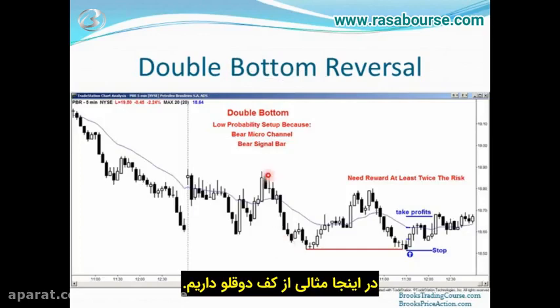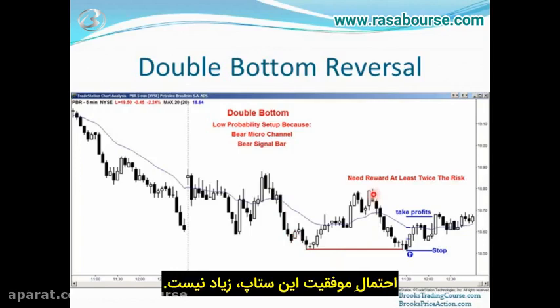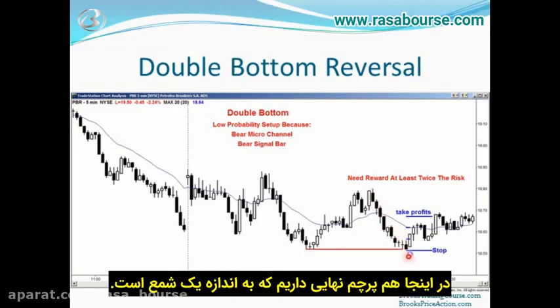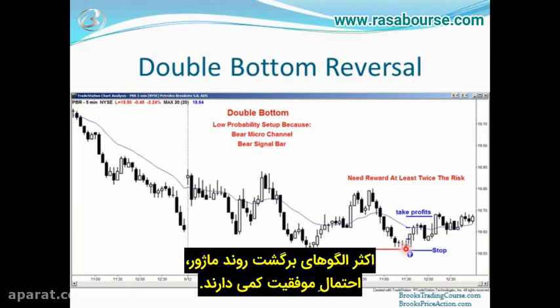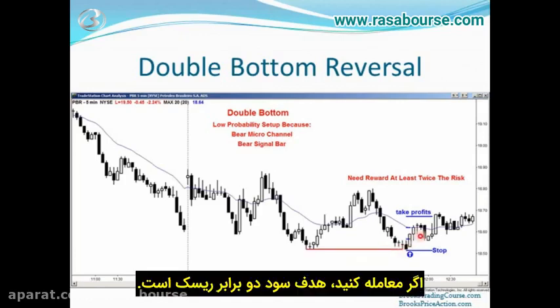Here's an example of a double bottom. It's not a high probability setup because we have a pretty tight bear microchannel. We have a pullback here, but I would still call this a microchannel. And possible one bar final flag here, and then a final flag failure, but the signal bar is not all that good. A lot of major trend reversals have low probability, and this is an example of a low probability setup. Initial target, if you do take it, would be 2 times your risk.